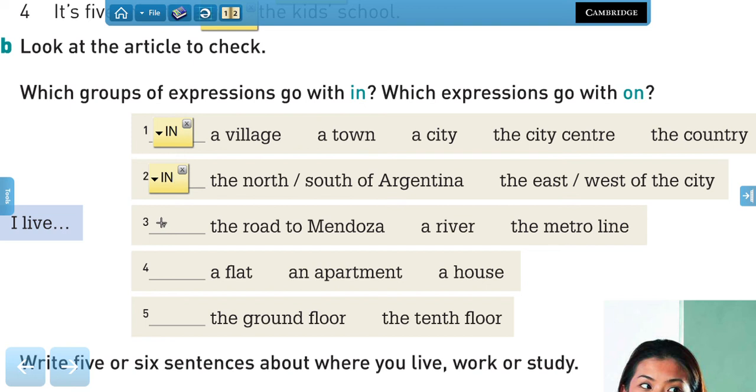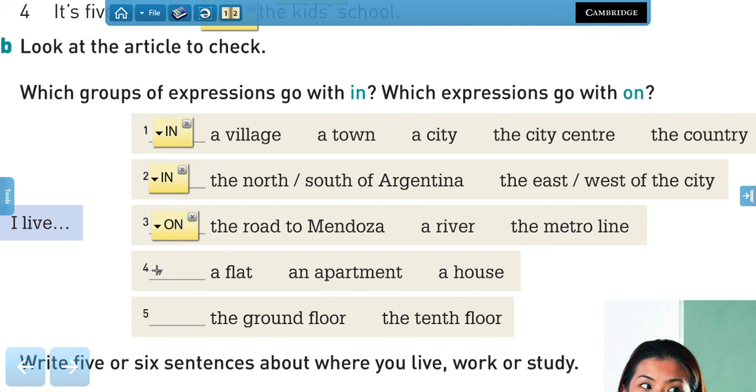Then we have number 3, that would be I live on, that your house is above the road to Mendoza, above the river, right, and above the metro line: on the road, on the river, on the metro line. No se confundan, no significa que la casa queda precisamente sobre la línea del metro, ¿cierto? Pero quizás es algo muy cercano y por el tema de la perspectiva vamos a usar on, porque no estamos hablando de lugares grandes donde mi casa está inmersa, ¿cierto? Sino que estamos hablando de la perspectiva en la que mi casa se encuentra, alright?